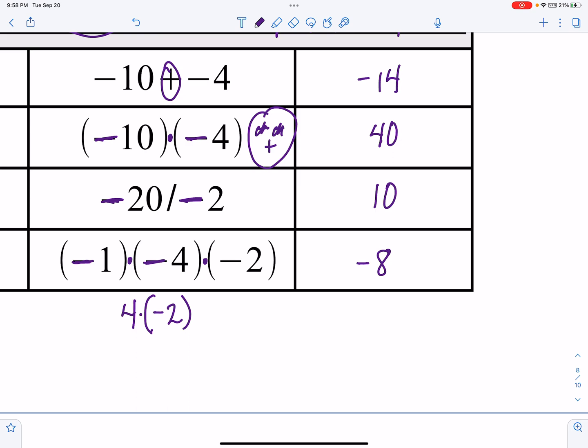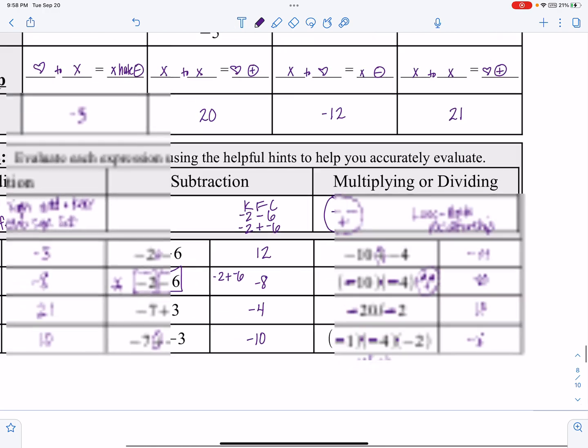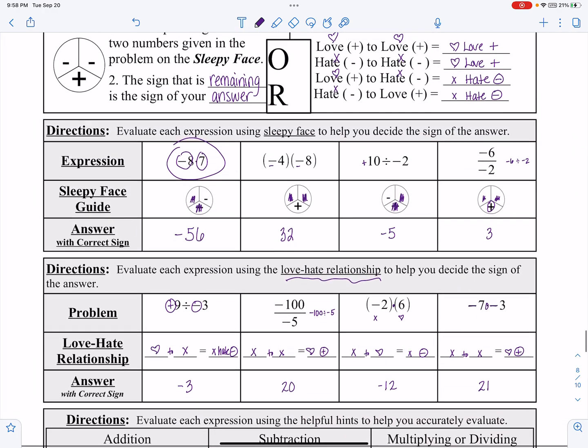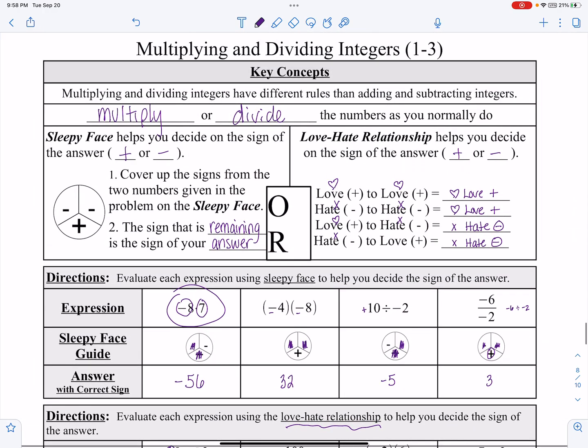Okay. So another thing you can sort of think of is when the signs are the same, that's really positive, that's nice. When they're different, that's a negative. We don't like that. All right, that is your page on multiplying and dividing integers. If you need any help with that or have any questions, let me know.